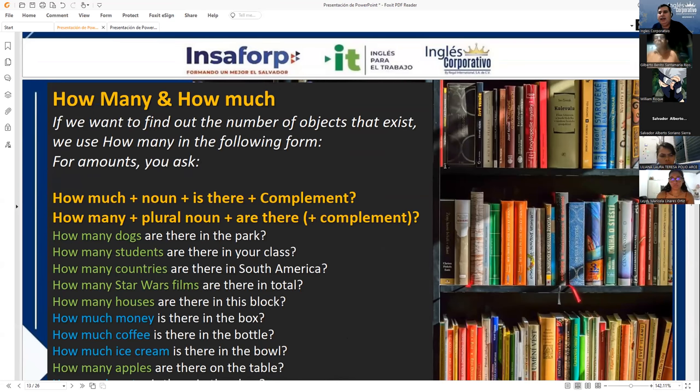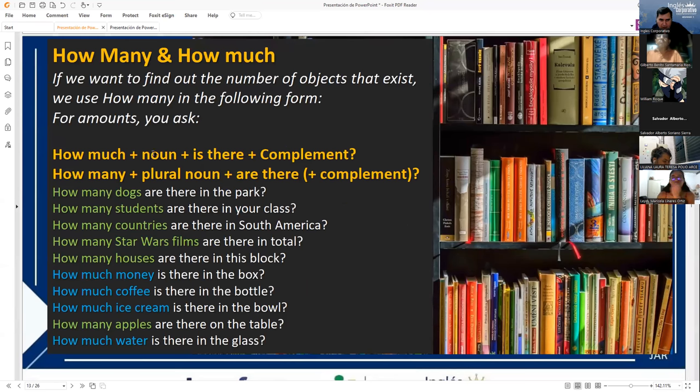How many and how much? You remember how many with countable nouns? How many people? How many cars? How many books? How much with uncountable nouns? How much milk? How much water? How much coffee? How much food? If we want to find out the number of objects that exist, we use how many in the following form. How many dogs are there in the park? But for amounts, you ask how much. This is the formula: How much, noun, is there, complement? How many, plural noun, are there, complement?